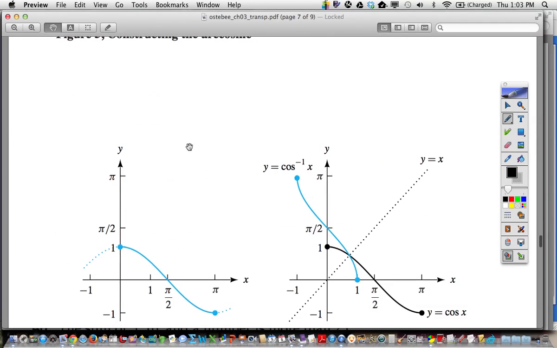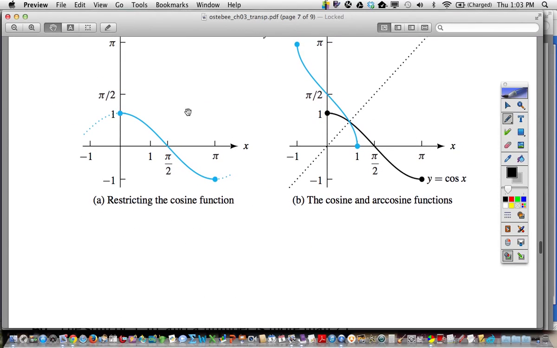Cosine we restrict to the first and second quadrants, just from 0 to pi. Positive in the first quadrant, negative in the second quadrant. So the arc cosine would be the blue graph. Again, the outputs would go from 0 to pi, and the inputs go from negative 1 to 1.